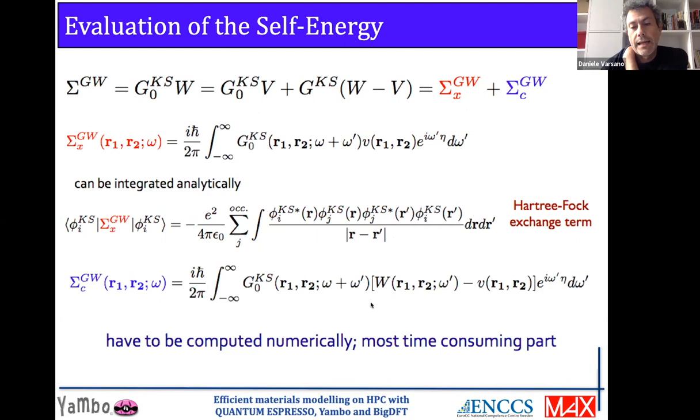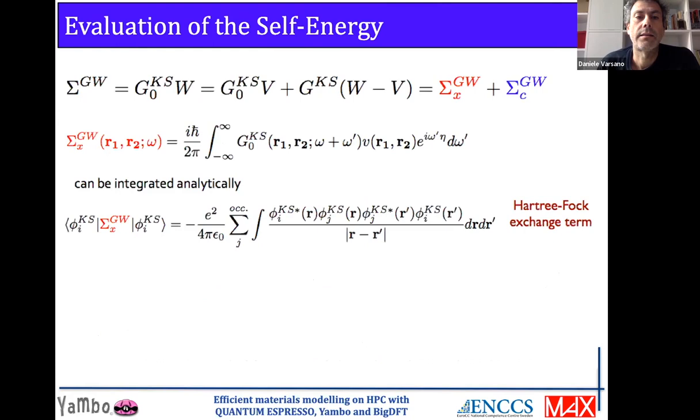And then we have the correlation part. This is the most time-consuming part of a GW calculation. As we can see, you need to perform somehow a convolution in the frequency domain. And we will look at this.